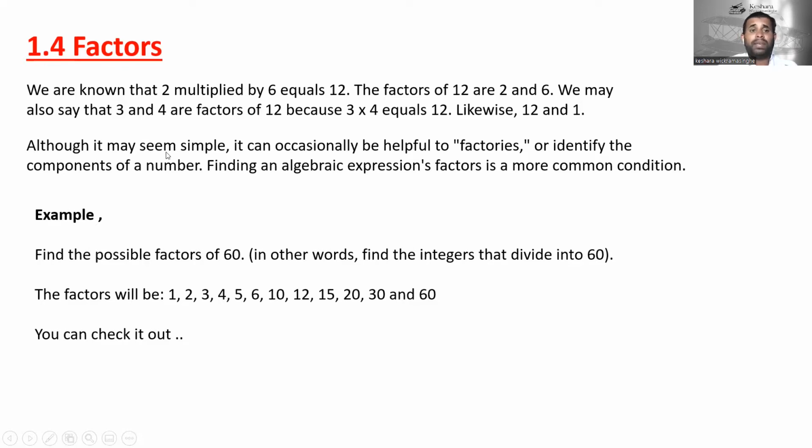Although it may seem simple, it can occasionally be helpful to factorize or identify the components of a number. Finding an algebraic expression's factors is a more common condition. So, example, find the possible factors of 60. In other words, find the integers that divide into 60. So the factors will be 1, 2, 3, 4, 5, 6, 10, 12, 15, 20, 30, and 60. All right, so you can check it out when you have free time.